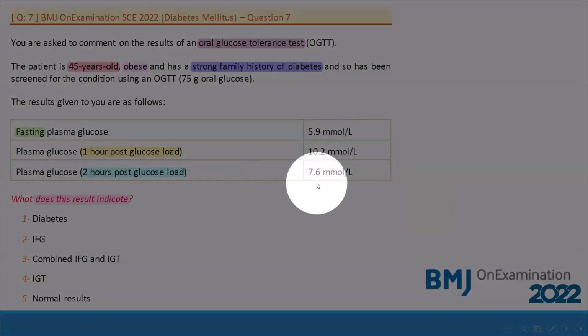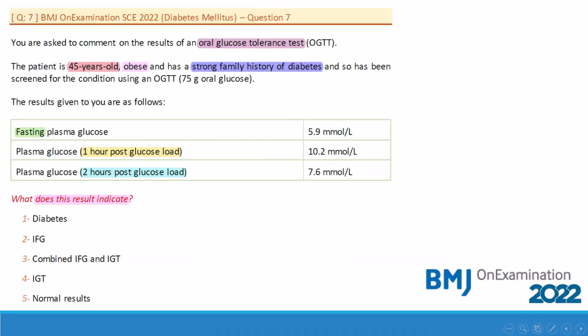The 2 hour value of 7.6, is it normal or not? A 2 hour post glucose tolerance test value of 7.6 is normal. So it is not impaired glucose tolerance. What about the fasting, 5.9? Fasting is normal according to the WHO and according to NICE, but abnormal according to the American guidelines. This actually is a debatable question.